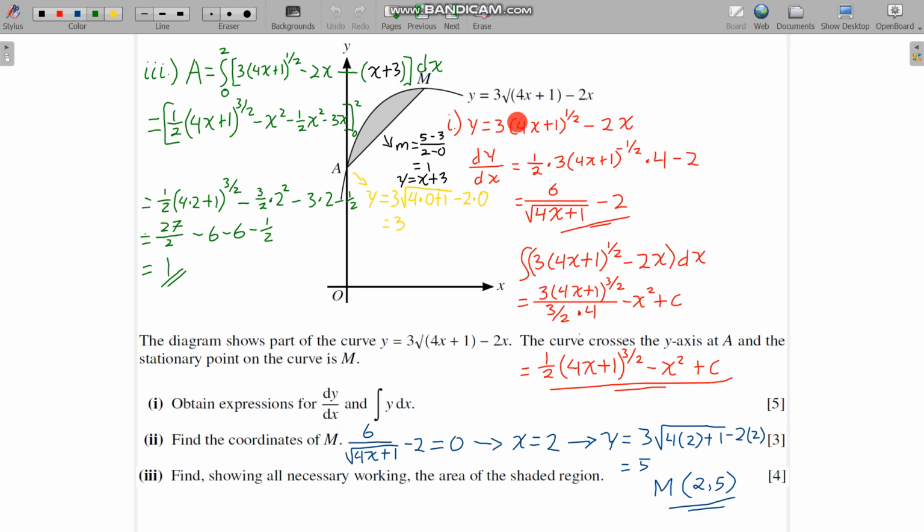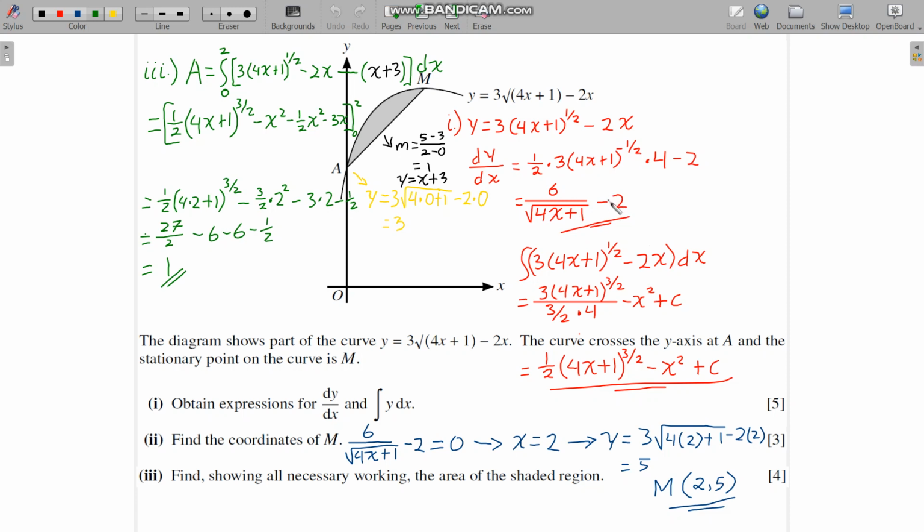If we want to find dy dx, we simply differentiate. So when we differentiate this, we get 1/2 times 3, the new power is minus 1/2, times chain rule, times the derivative of 4x plus 1, minus the derivative of 2x, which is 2. So in simple form, this is just 6 over the square root of 4x plus 1, minus 2.